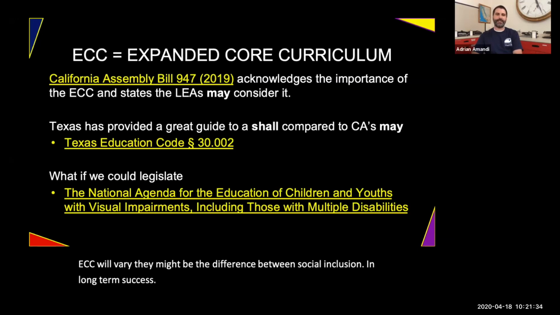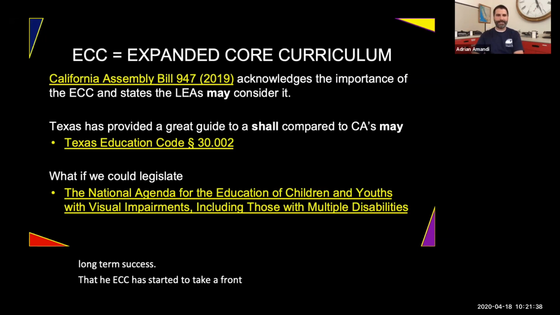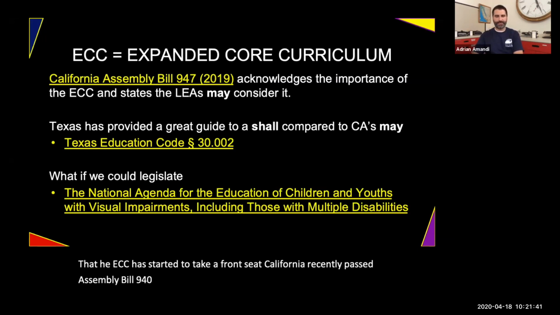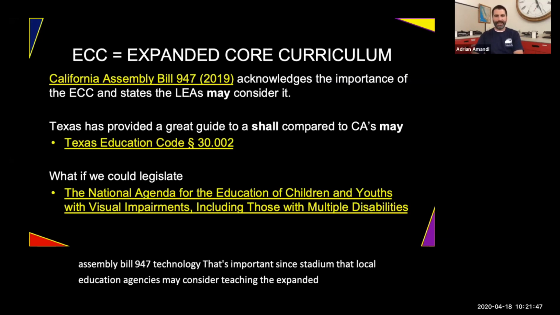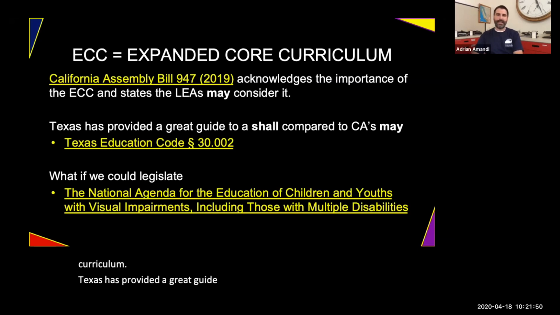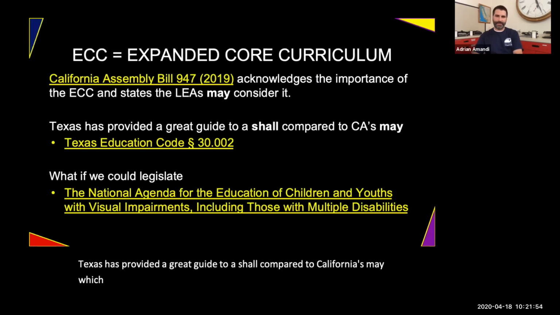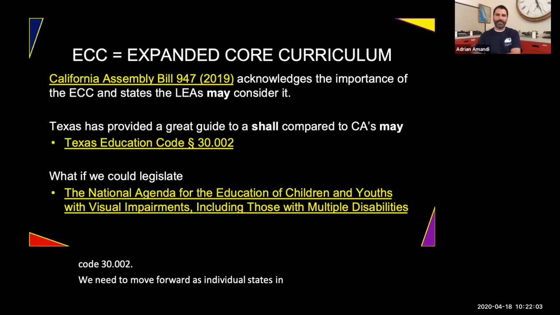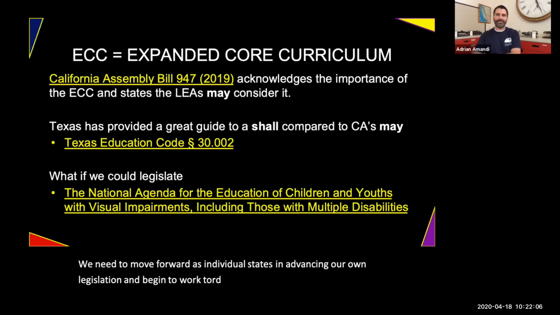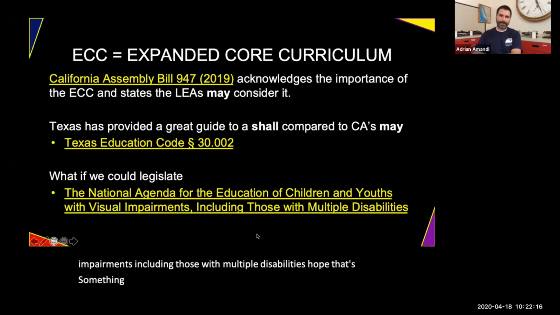The ECC has started to take a front seat. California recently passed Assembly Bill 947, acknowledging its importance and stating that local education agencies may consider teaching the Expanded Core Curriculum. Texas has provided a great guide to a shall, compared to California's may, which puts into place a mandatory expectation with Texas Education Code 30.002. We need to move forward as individual states in advancing our own legislation and begin to work towards something like legislating the national agenda for the education of children and youths with visual impairments, including those with multiple disabilities. Hope that's something everyone's heard of, but if not, again, you'll be able to link to it in our slideshow. If you could go to the next slide.